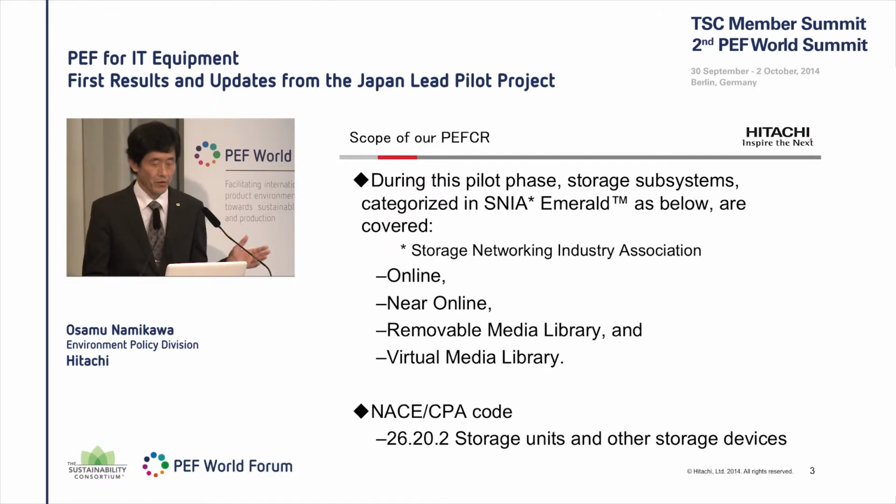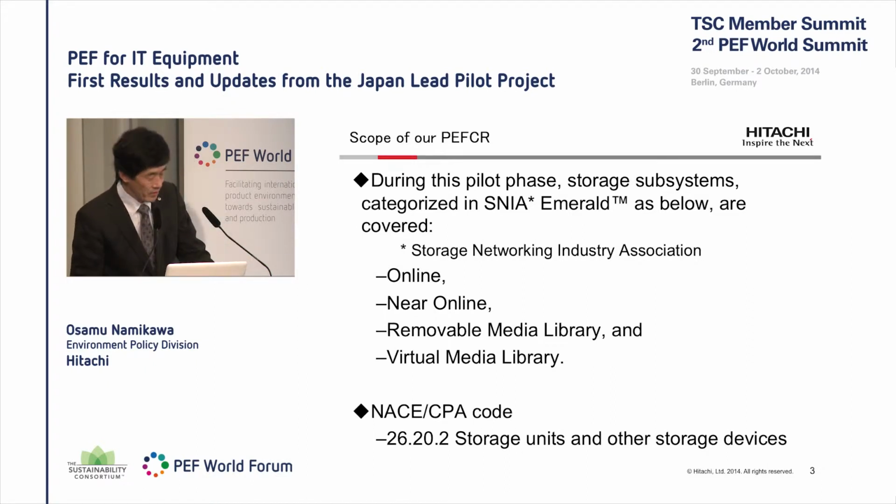And online and near online means storage equipment coming from a hard disk drive or solid-state drive. The difference is that online is very quick, rapid reaction to get data, and near online is a little bit slower. Removable media library is like a tape library and also optical library. And virtual media library is a physical system that includes a hard disk drive, but it emulates a tape library or something like that.